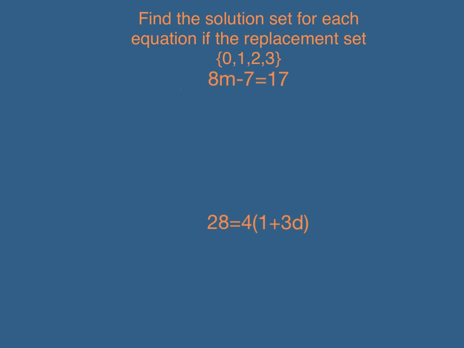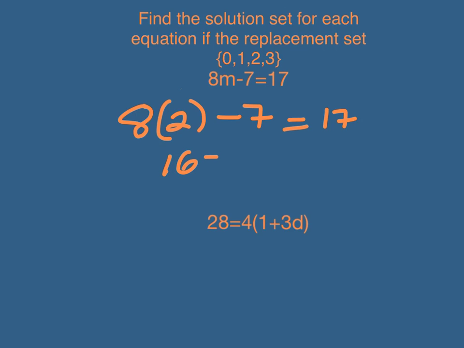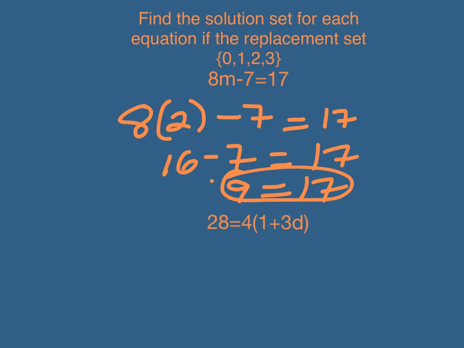Let's try 2. 8 times 2 minus 7 equals 17. 8 times 2 is 16. Using our order of operations, remember we still have to do that. Minus 7 equals 17. 16 minus 7 is 9. 9 equals 17. Well, that's not true. So I know that 2 is not a part of our solution set.